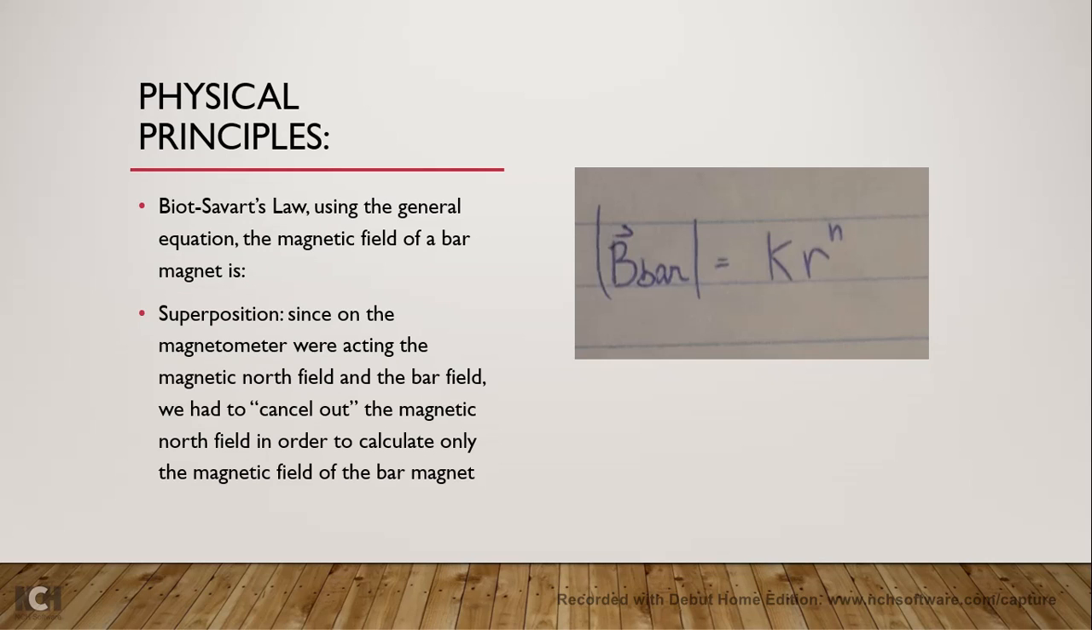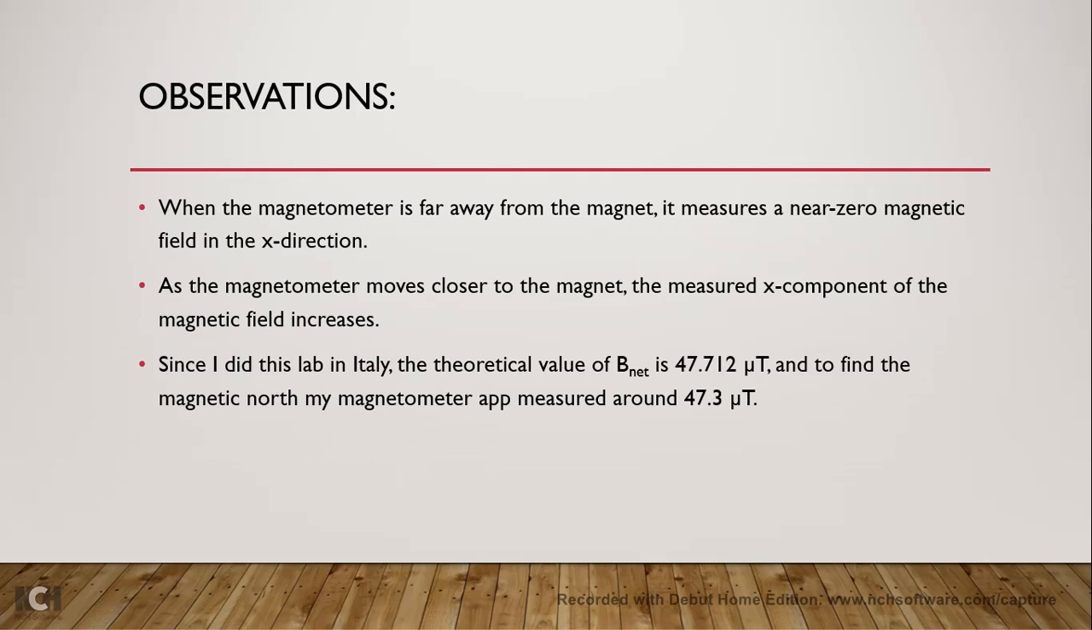In this lab, we use the Biot-Savart law. Using the general equation, the magnetic field of a bar magnet is K times R to the N, where K is just a bunch of constants and R is the distance from the bar magnet to the magnetometer, and N is the value that we find in this lab. Then the superposition: since the magnetometer measures both the magnetic north field and the bar field, we have to cancel out the magnetic north field in order to calculate only the magnetic field of the bar magnet.